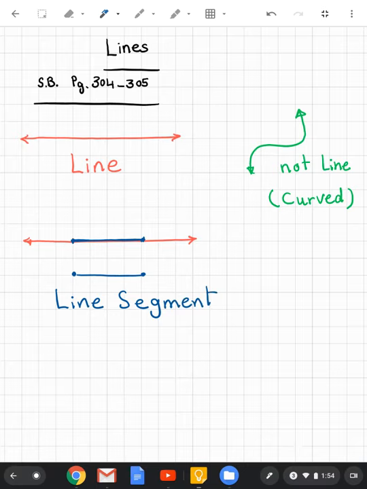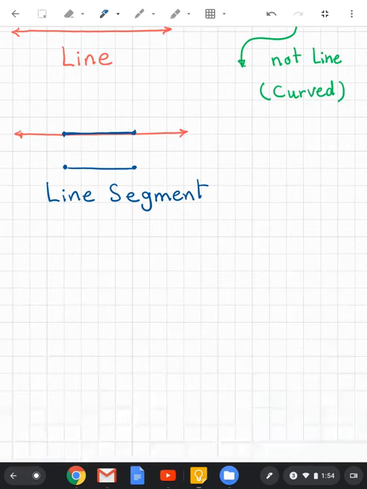It has a start point, it has an end point. This we call a line segment. It's a part of the straight line that has no start point and no end point. The part of it that has a start point and an end point, this we call the line segment.